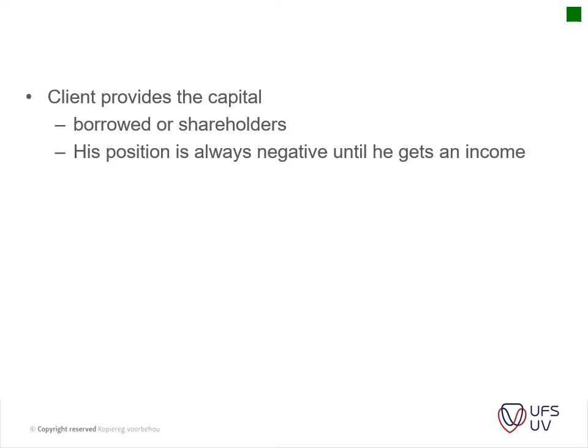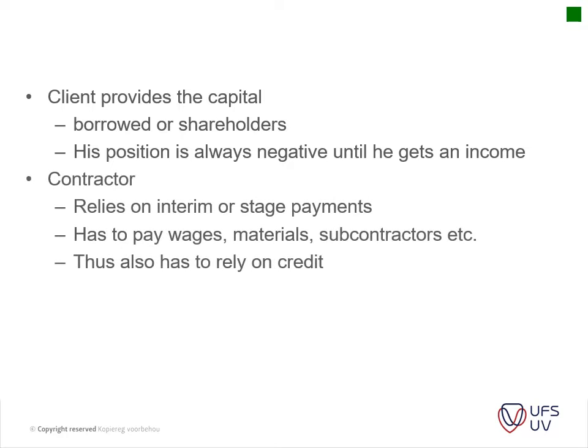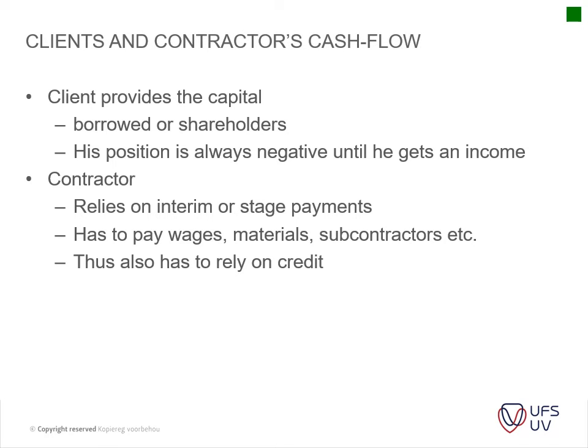Okay, so then the next thing is the client provides the capital. It's borrowed or it's through shareholders. His position is always negative until he gets income. Okay, and then the contractor relies on interim or stage payments and has to pay wages, material, subcontractors, etc. Thus, he also has to rely on credit. Client and contractor cash flow.